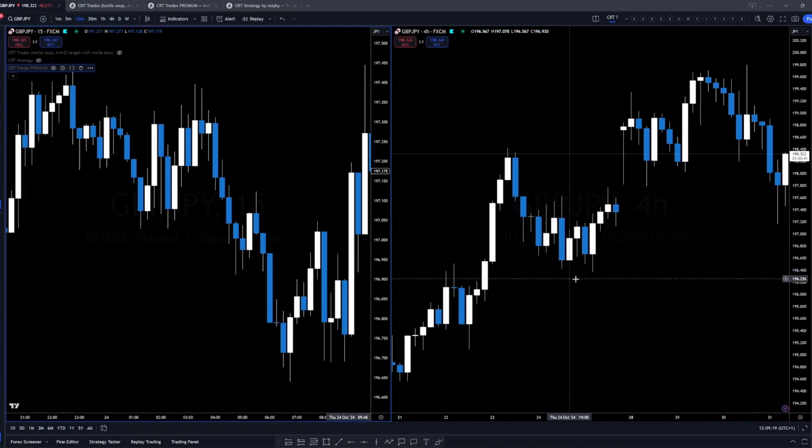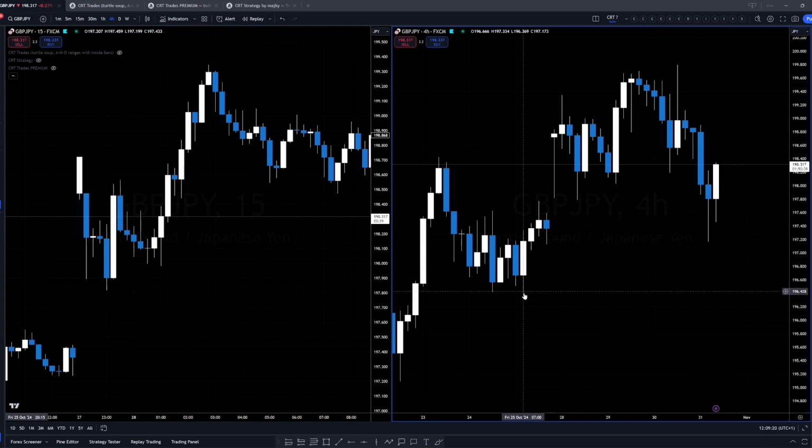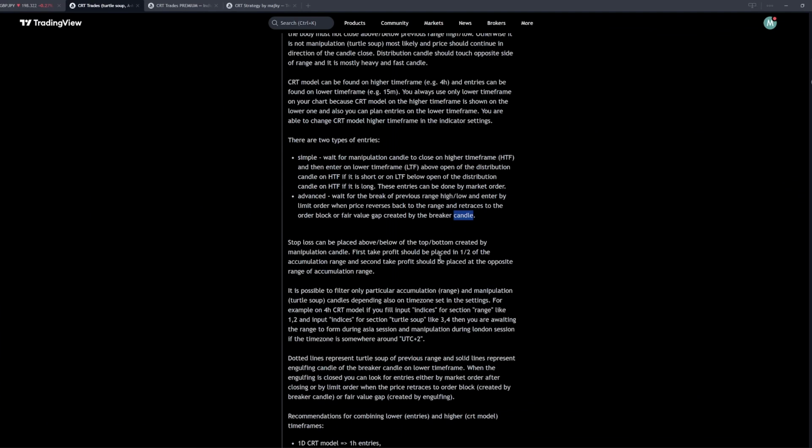So for example, if we have, this is our accumulation and this is the manipulation candle, we want to enter somewhere here, and the first take profit should be in the 1/2 of this candle, and the second take profit should be at the high of this accumulation candle.